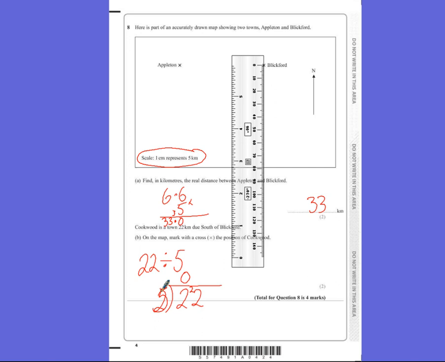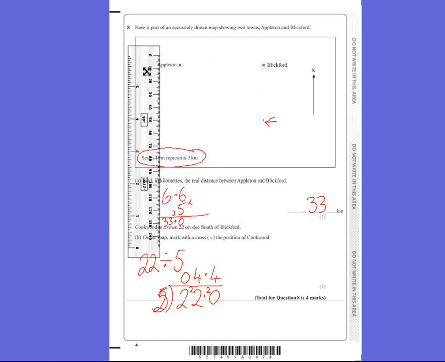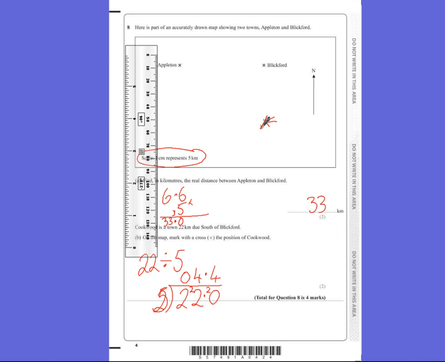How many 5s into 22 is 4, remainder 2. So we can now go to decimal places and put our remainder down onto the decimals. And how many 5s into 20 is 4? So it should be 4.4 centimetres. So going down here to 4.4 as accurately as you possibly can would be just there. I can't draw as easily as you, but I should have my cross just there at 4.4 centimetres.